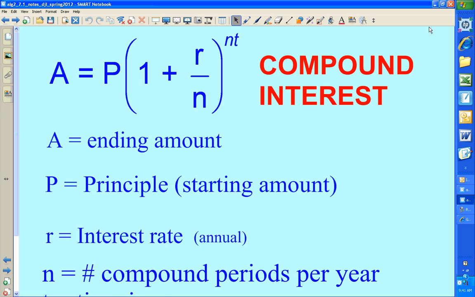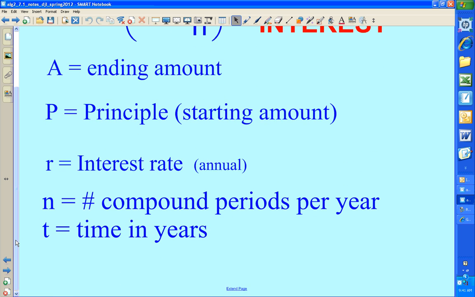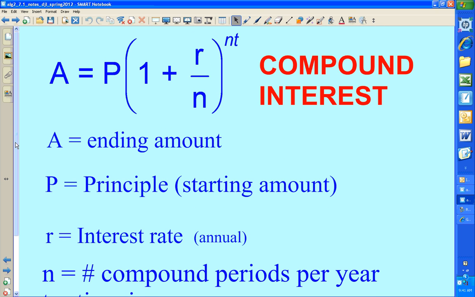So A is your ending amount, P is called principal, and in money that's your starting amount. R is your annual interest rate, and N is how many times a year you are compounding. It'll say compounded quarterly, that means 4. Compounded monthly, 12. Compounded daily, 365, that type of thing. T is your time in years. Remember, this N variable appears twice. It appears in the denominator of R over N, and in NT. Make sure if you're using your calculator, put that in parentheses.